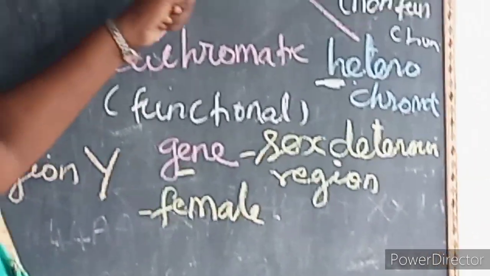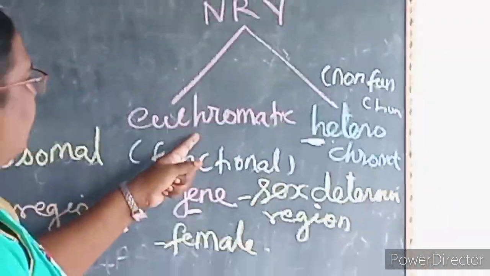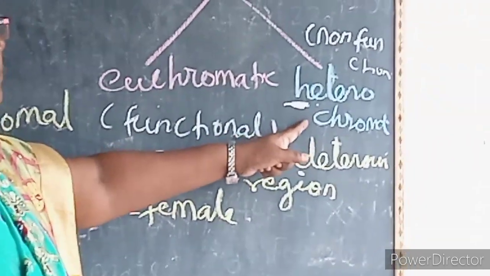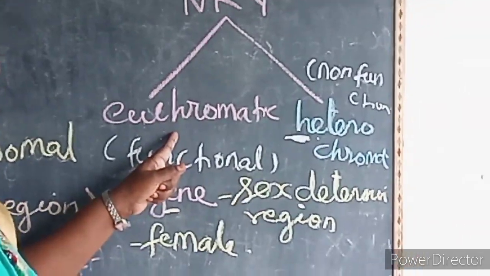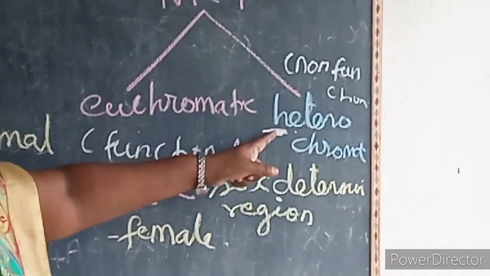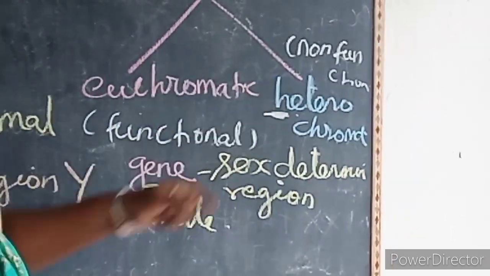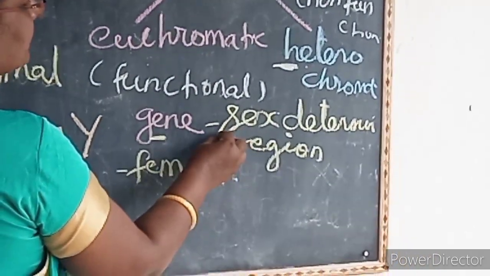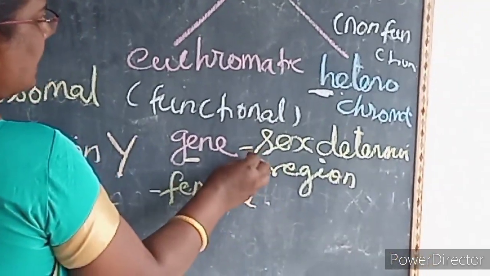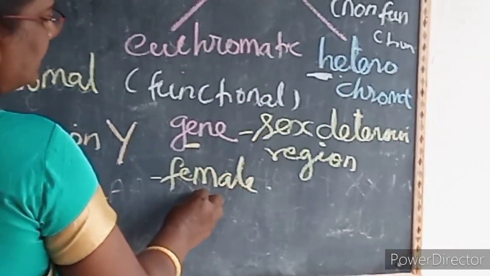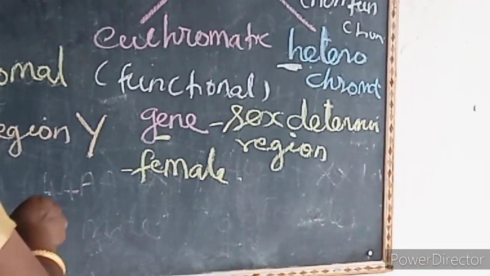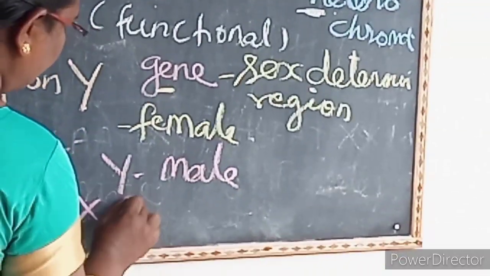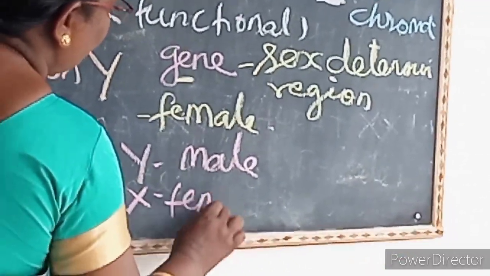This gene is absent in the female. The non-combining region Y is divided equally into two parts: euchromatin, which has functional genes, and heterochromatin, which has non-functional genes. In the euchromatin there is a gene called the sex determining region. This sex determining gene is absent in the female. The Y chromosome leads to the male, and the XX chromosome leads to the female.